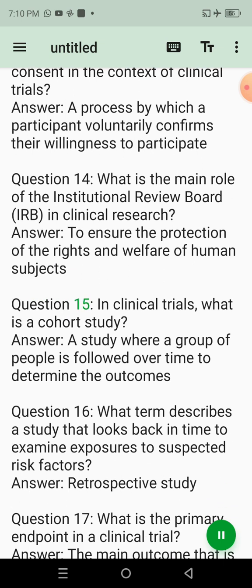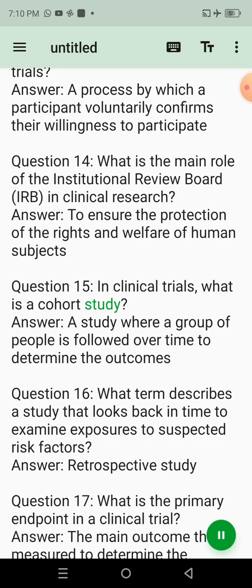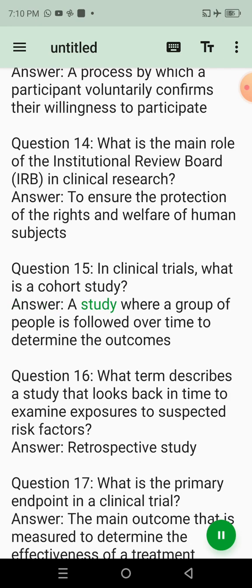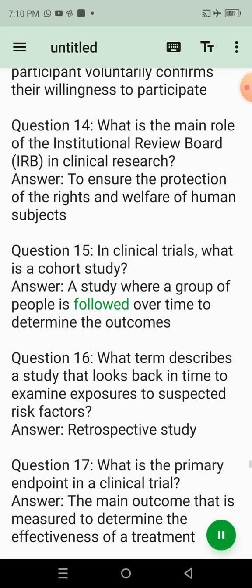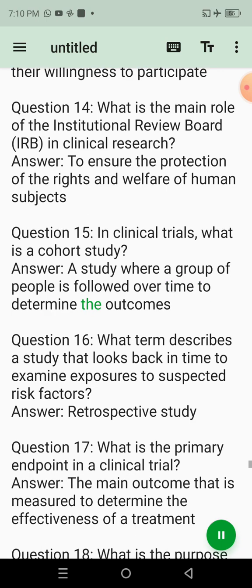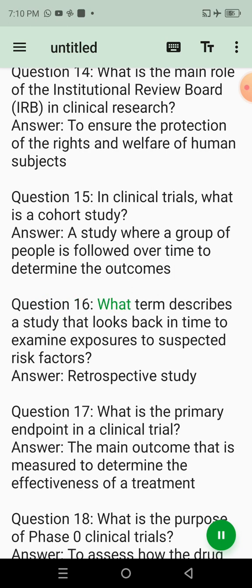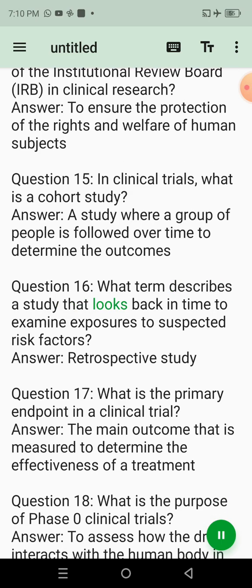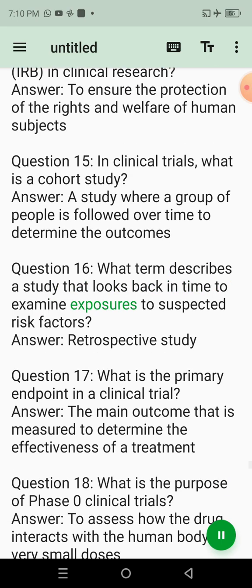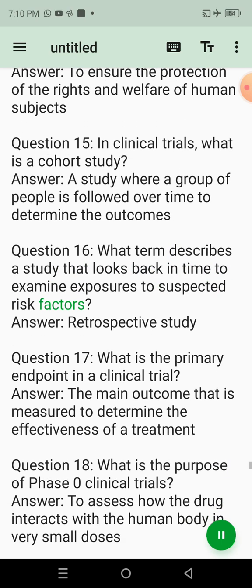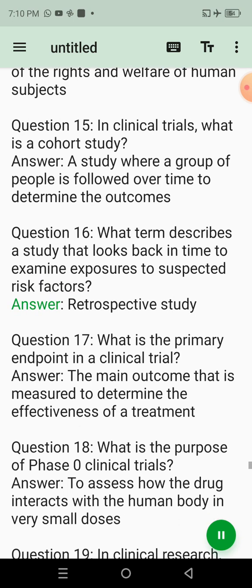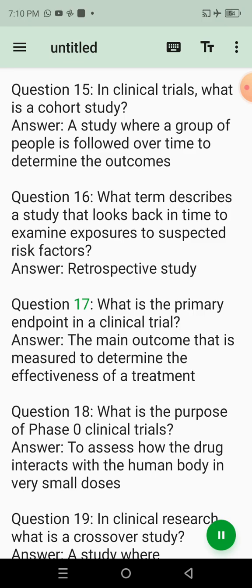Question 15. In clinical trials, what is a cohort study? Answer: A study where a group of people is followed over time to determine the outcomes. Question 16. What term describes a study that looks back in time to examine exposures to suspected risk factors? Answer: Retrospective study.